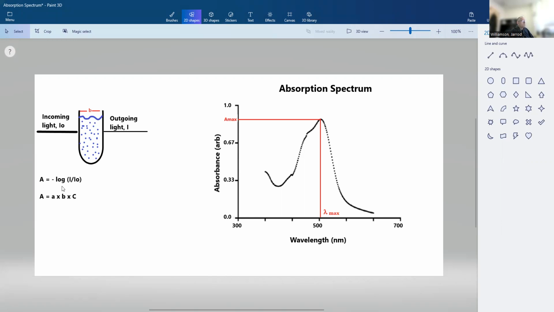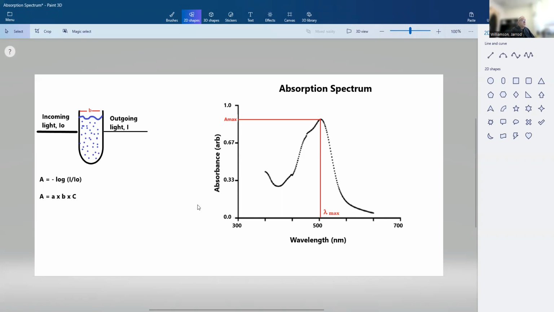the minus log of that, given a fixed concentration and a fixed path length. And you're going to get what's called an absorption spectrum. It's going to show how well the molecule you're studying absorbs at 400 nanometers, 405 nanometers, 410 nanometers, all the way up through all these different wavelengths until the highest wavelength that you measure. In this example, it looks like I measured from about 400 nanometers to 600 nanometers. Yours, you're going to measure 400 to 700.